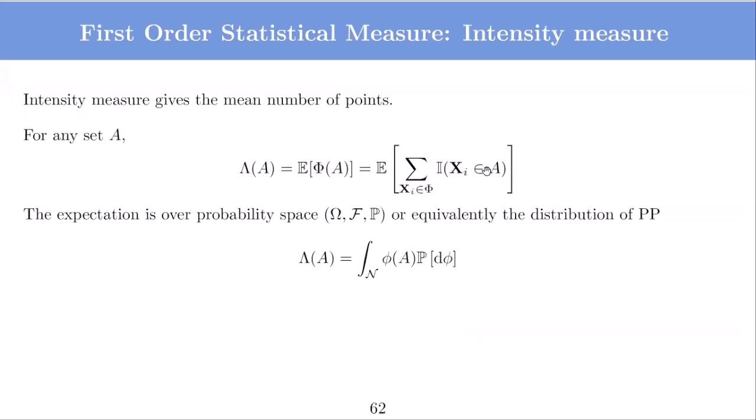Recall that this expectation is actually over the probability space, or equivalently the distribution of the point process. So if you know the corresponding probability space, for each realization you can compute this, multiply it by the probability of that realization, and add it up. Or if you know the probability distribution, you can take each configuration, compute its probability, multiply it with the number of points in that configuration, and sum it over all possible configurations.